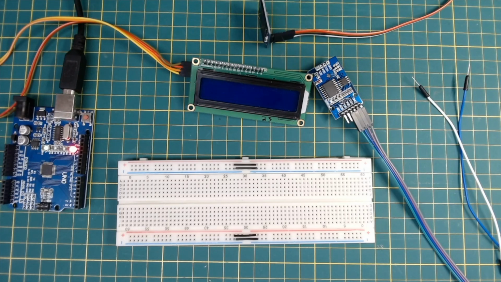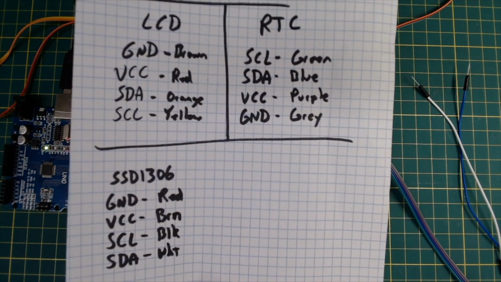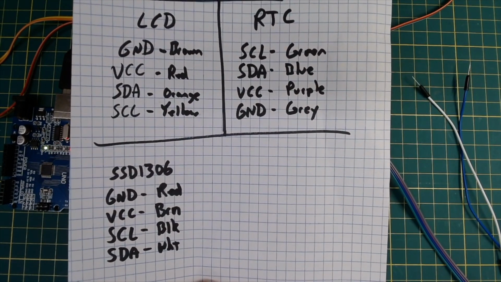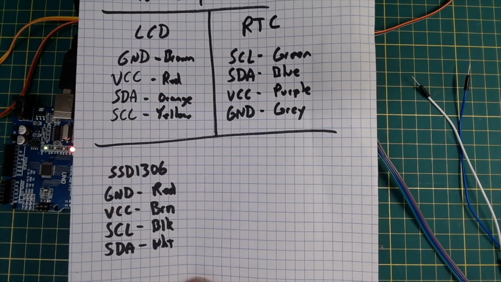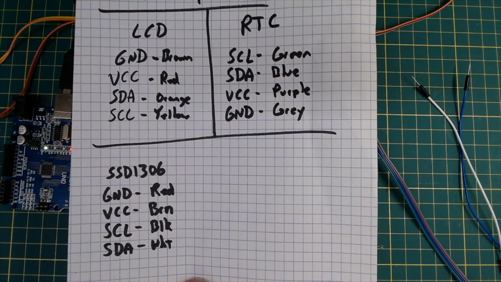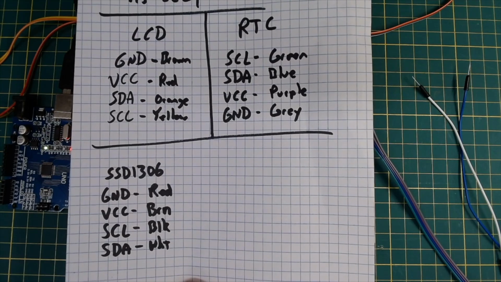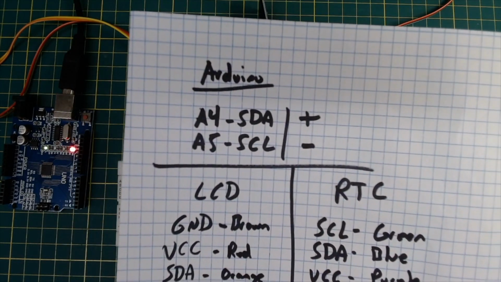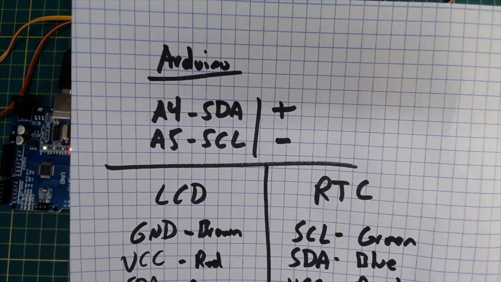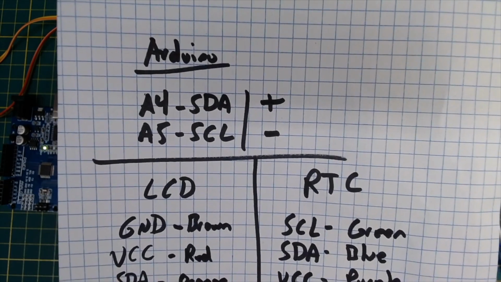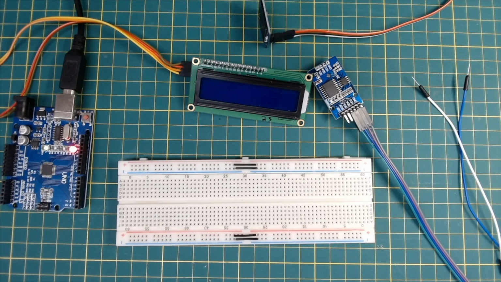Now, something I did do beforehand, I jotted down, you see I have LCD, RTC, and SSD1306. I jotted down the colors of the jumper wires for each one and where they go, just to make it easier for me. And then I'll also write down the I2C address of each one of these devices as we go. I also jotted down right here on the Arduino, the connection to the I2C bus: A4 is SDA and A5 is SCL. SDA and SCL are the two data lines we need. So let's go ahead and get started.